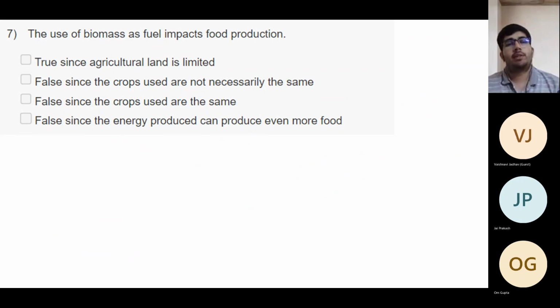The use of biomass as fuel impacts food production. I think we have covered one area about the corn. Okay, corn or bagasse we have covered. So think from that perspective, and you can answer.